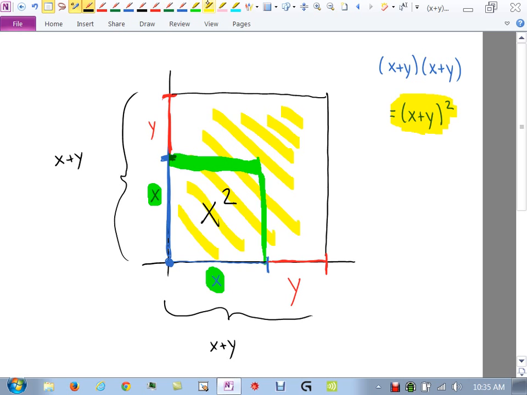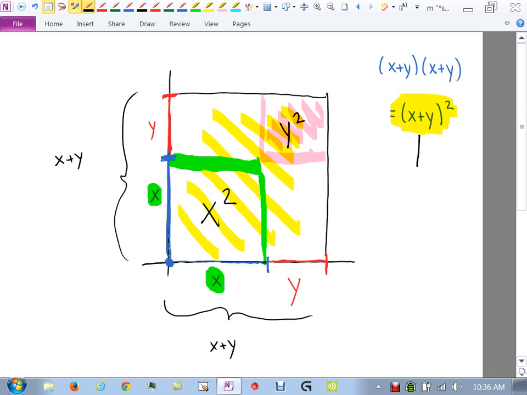Okay, take a look at this box up here, this top right corner. What's the area of that box? How wide is it? Here to here, isn't that y? And then from here to here, isn't that y? So this is y times y, so that's y squared, isn't it? So that means this is y squared.